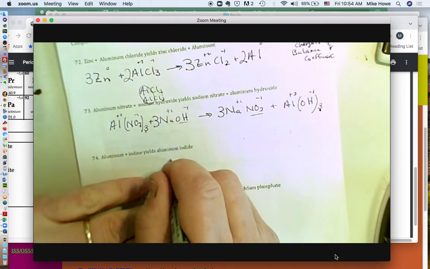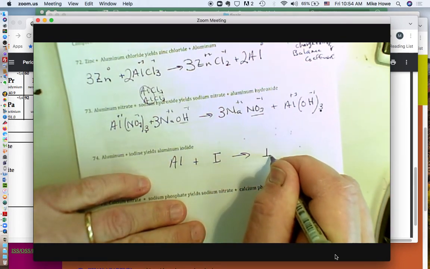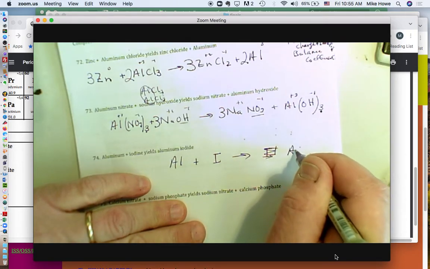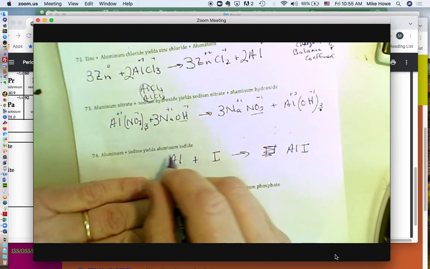Okay, next one, aluminum and iodine, and it makes aluminum iodide. Didn't write that very well. Let's start that again. Aluminum iodide. All right, so those are the symbols.